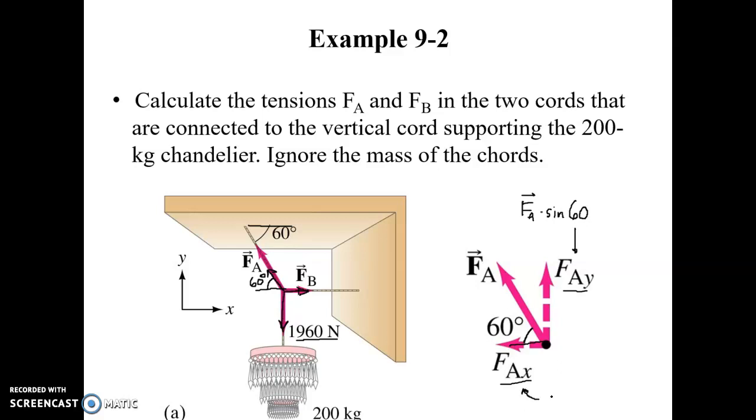FAX, the x component of that force, is going to be equal to FA, the magnitude of that diagonal vector, multiplied by cosine of 60. Now, we don't know what FA is quite yet. That's one of the things we're going to need to solve for. So we can't really say much more than simply FAY equals FA sine of 60 and FAX equals FA cosine of 60. But we'll build on that. Let's go on to the next slide.